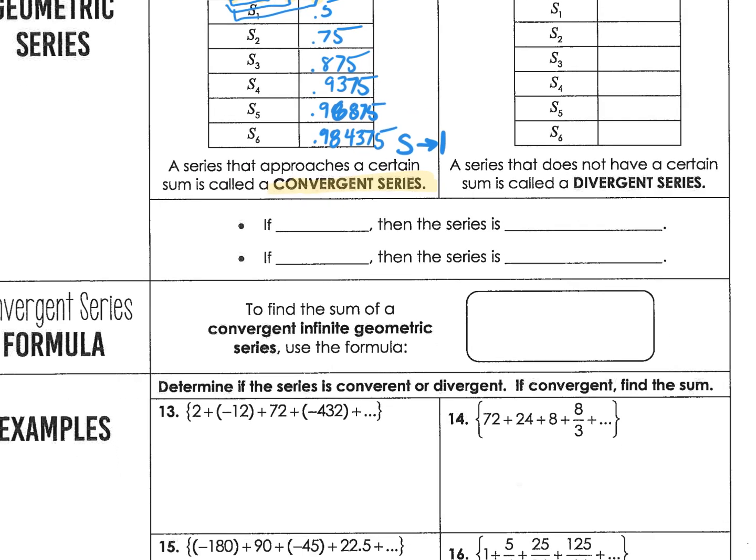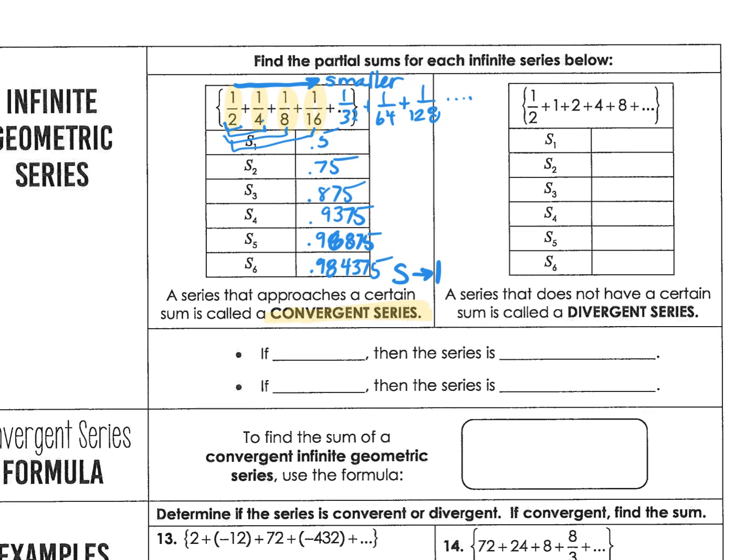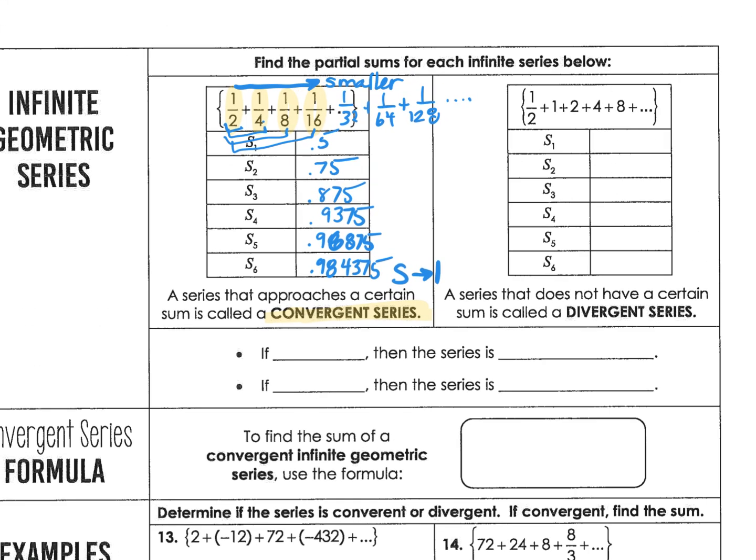Now, this is a convergent series. What we're going to notice is, how do we know it's getting smaller without looking at each individual term? We can just look at R. If we have a quarter, which is 0.25, and we divide it by 0.5, we get an R that is 1/2, don't we? That R is less than 1. If the absolute value of R is less than 1, then the series is convergent.